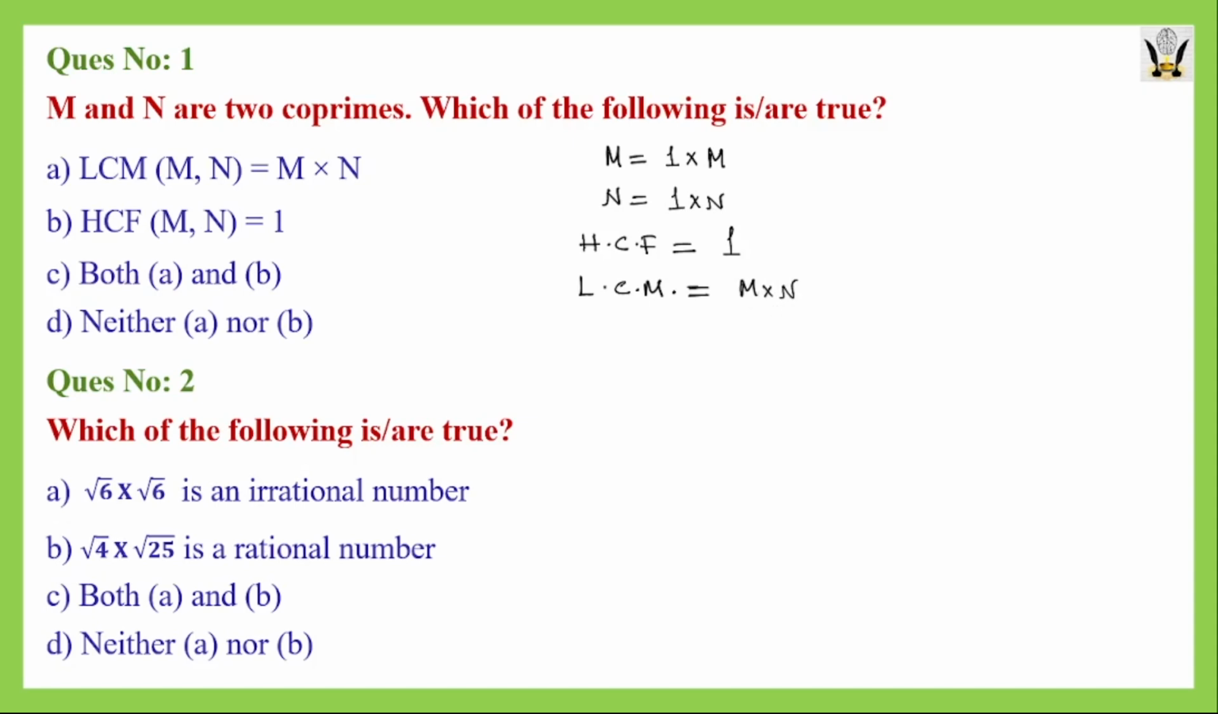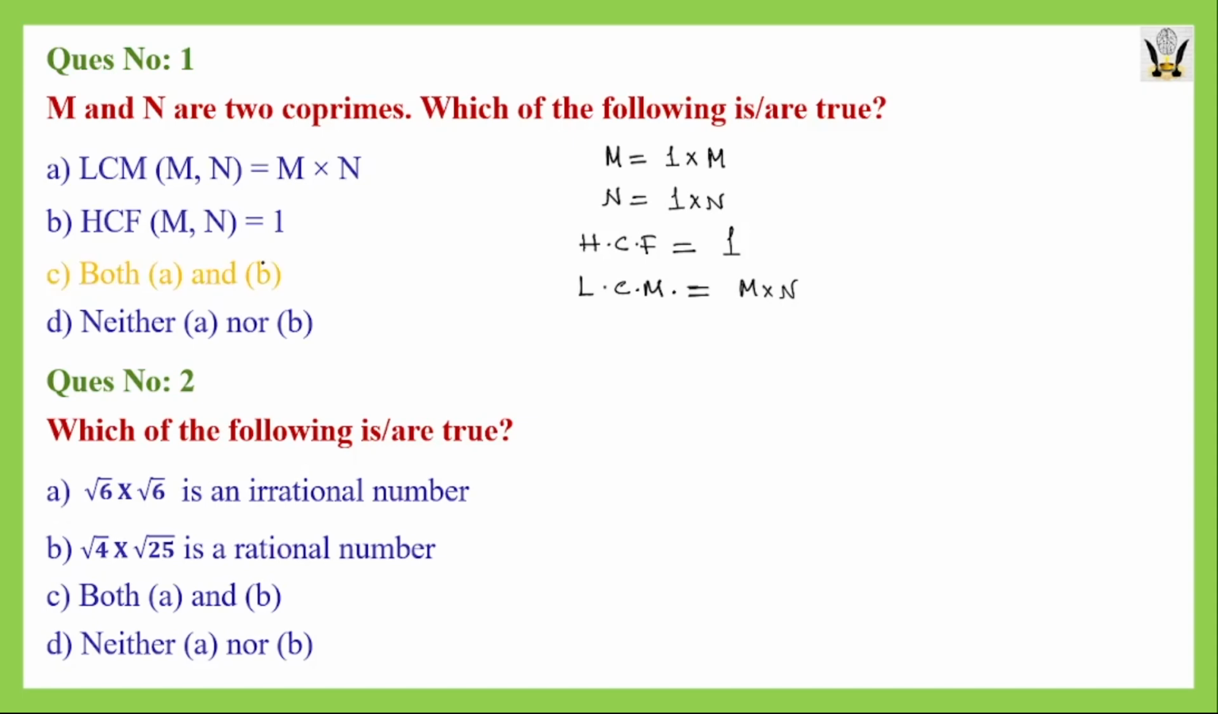Now if we look at the options, the first option is LCM of m and n is the multiplication of those two numbers. So that is correct. HCF of m and n is 1. So that option is also correct. And option C is both A and B are correct. That means for this problem our option will be C.